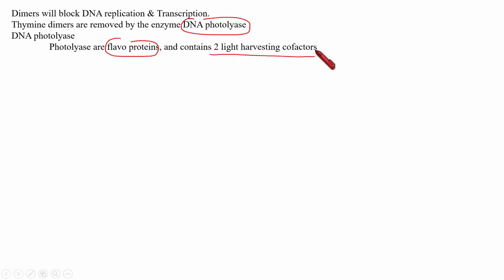So which are those cofactors which can harvest light? From the name of that enzyme itself, it is clear that it needs the presence of light for its action. So, light is harvested with the help of two cofactors present inside this enzyme. They are FAD and MTHF. FAD means flavin adenine dinucleotide and MTHF is methenyl tetrahydrofolate.